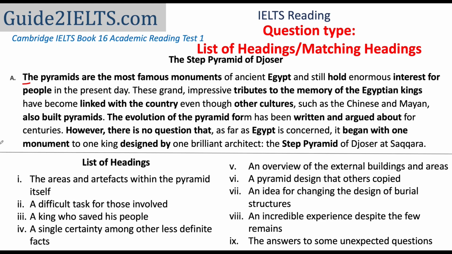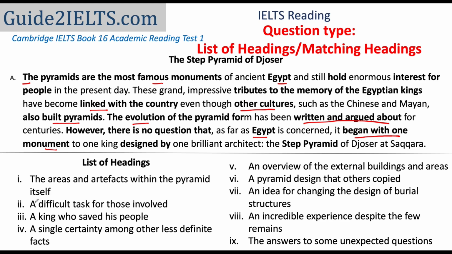The first sentence here tells me that pyramids from Egypt are famous. The second sentence mentions that there are some other cultures which also built pyramids. But still, the pyramids of Egypt are more famous. The third sentence mentions that how the pyramids evolved is something that people have written about, have argued about for centuries. And the fourth sentence says that there may be argument about how pyramids evolved overall in the world, but in Egypt, it is known that pyramids started with the step pyramid of Djoser. This is the information we have from the four sentences.